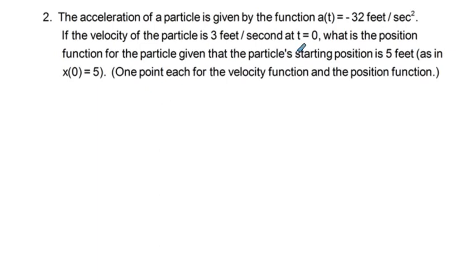Next, number 2, the acceleration of a particle is given by the function a of t equals negative 32 feet per second squared. If the velocity of the particle is 3 feet per second at t equals 0, what is the position function for a particle, given the particle's starting position is 5 feet, as in x of 0 equals 5? So what we have, we're looking here to take advantage of something: there's a hierarchical relationship between position, velocity, and acceleration.